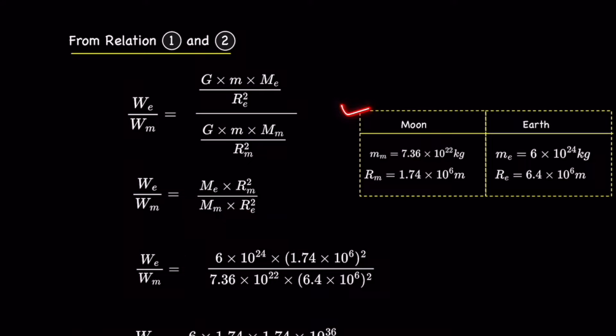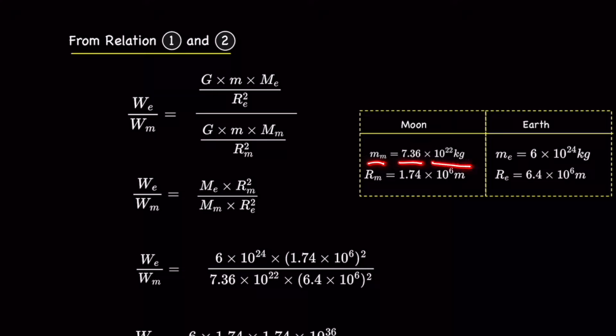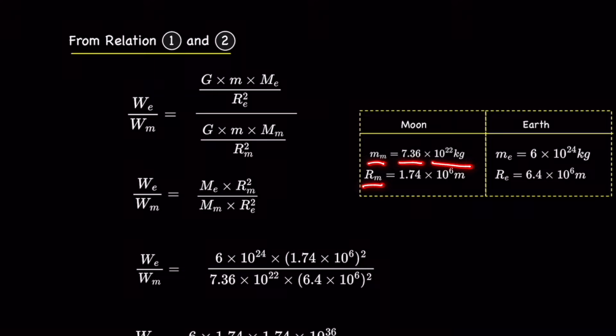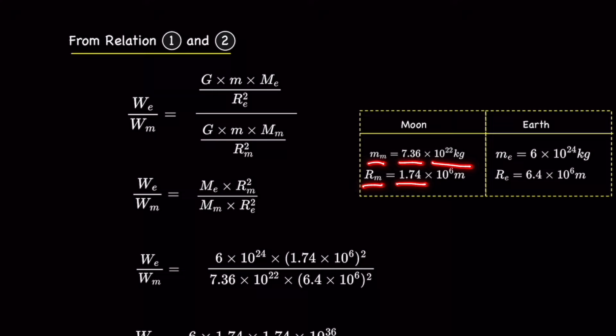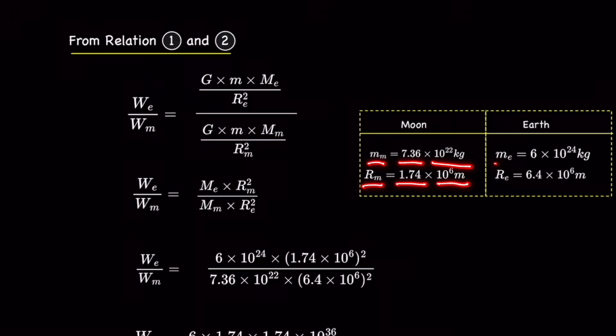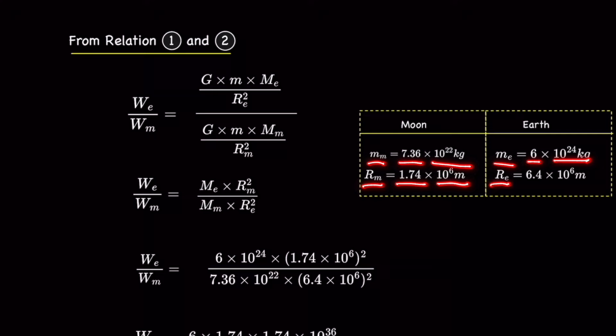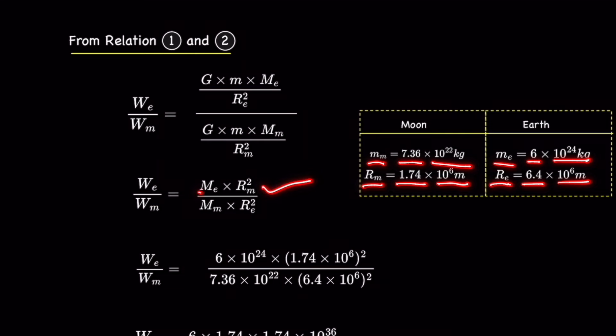So this is the table. In this table, mass of the moon is given as 7.36 into 10 to the power 22 kg. Radius of the moon is 1.74 into 10 to the power 6 meter. Mass of earth is 6 into 10 to the power 24 kg. Radius of earth is 6.4 into 10 to the power 6 meter. If we substitute the values here, mass of earth is 6 into 10 to the power 24.